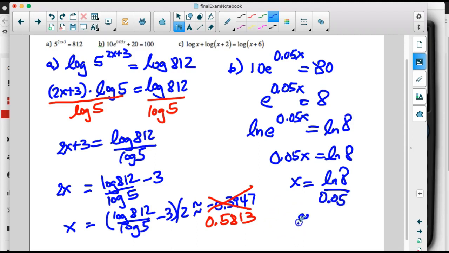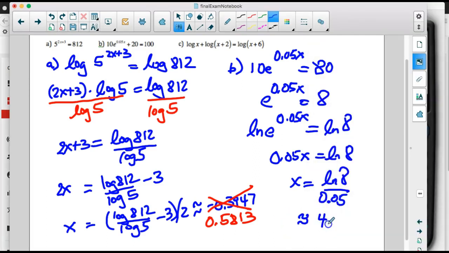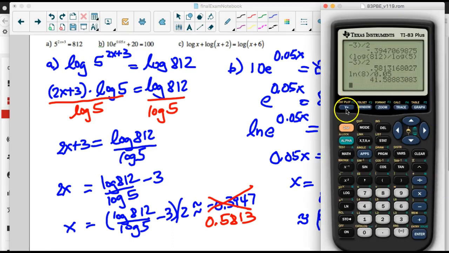That's approximately, let's figure out what that is, ln of 8 divided by 0.05. We get 41.59 approximately. Let's verify on the calculator. Okay, so we go back to here and we're going to find the intersection again.